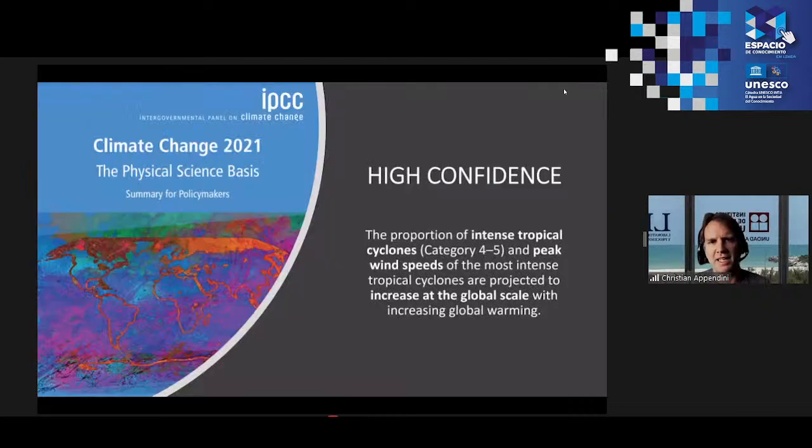The last IPCC report on climate change, the physical science basis, which was released a few months ago, states with high confidence that the proportion of intense tropical cyclones, those are category 4 and 5, and peak wind speeds of the most intense tropical cyclones are projected to increase at the global scale with increasing global warming. We've known this for a while from the studies of a lot of different colleagues, but this is already stated with high confidence.